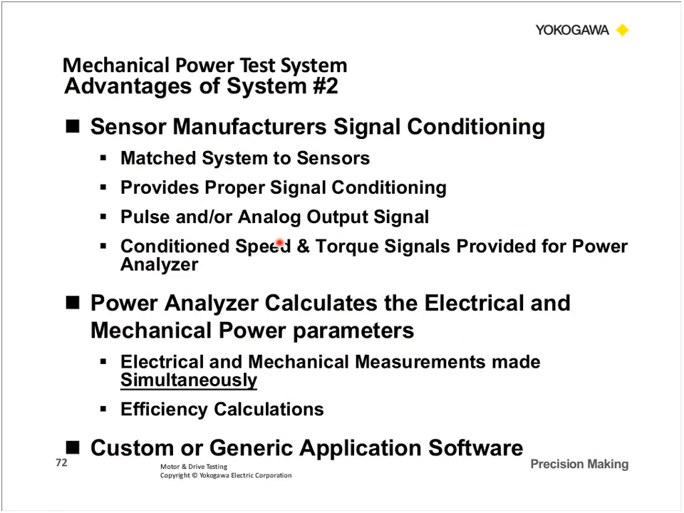So again, the advantages: it's a matched system with the sensor manufacturer's signal conditioning. It provides the proper signal conditioning. We can get a pulse or an analog output signal, and it conditions the speed and torque to provide a power output signal for the power analyzer. And this is very important in that we can make the mechanical power measurement simultaneously with the electrical power, so there's no time skew. This is especially important when we're doing efficiency calculations. Then we can use some type of customer or generic application software.